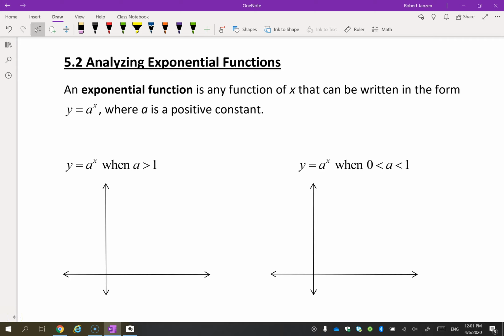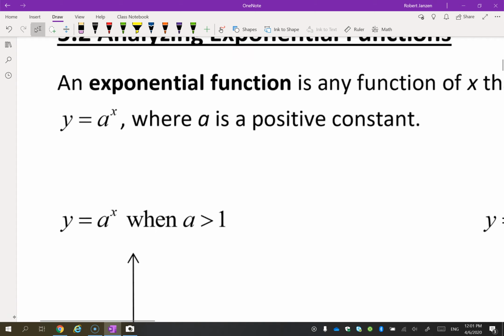All right, so we started looking at the exponential functions last lesson. We're going to look at them a little more closely. A couple things you should notice here. An exponential function is any function that is written in the form y equals a to the power x, but a has to be positive. Okay, think about that for a second.